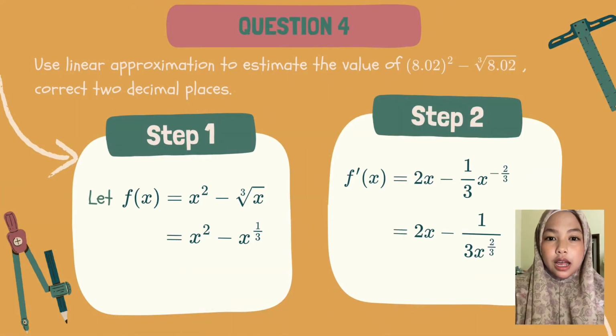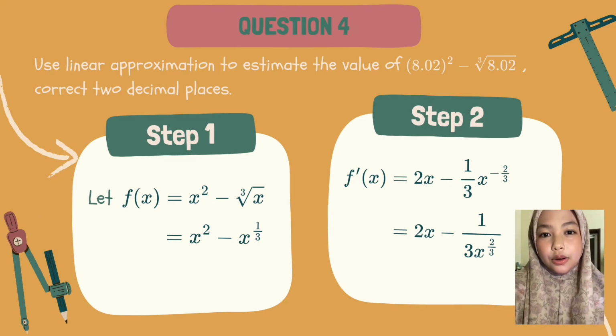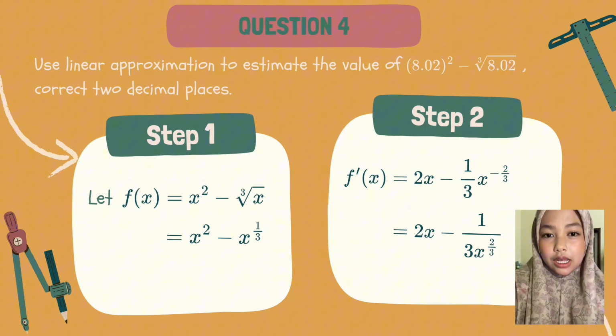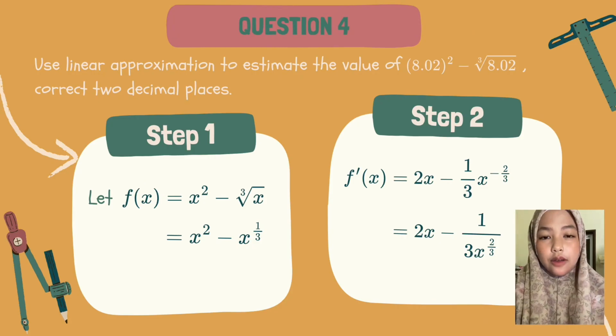So, the last question asks to use linear approximation to estimate the value of 8.02² minus the cube root of 8.02, correct to 2 decimal places. Okay, to estimate this value using linear approximation, the first step is to let the function be f(x) = x² − x^(1/3). Then we have to find its derivative, which is f'(x) = 2x − (1/3)x^(−2/3).